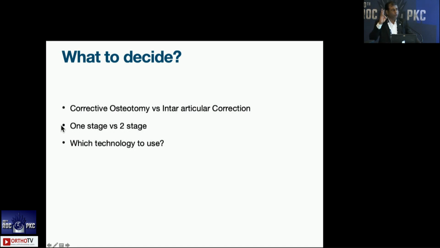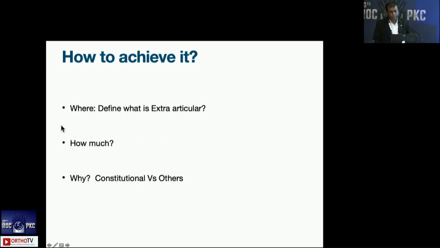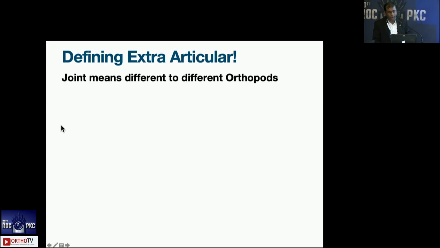So what are the decisions to be made? There are three important decisions to be made. Whether you want to do a corrective osteotomy or you want to correct them within the joint. Number two, whether you want to do it one stage or two stage, and which technology to use. I think these are the three fundamental things when you look at an X-ray, you decide. Now, how to achieve all of this is to first define what is extra-articular, how much is the deformity, and why has that deformity occurred.